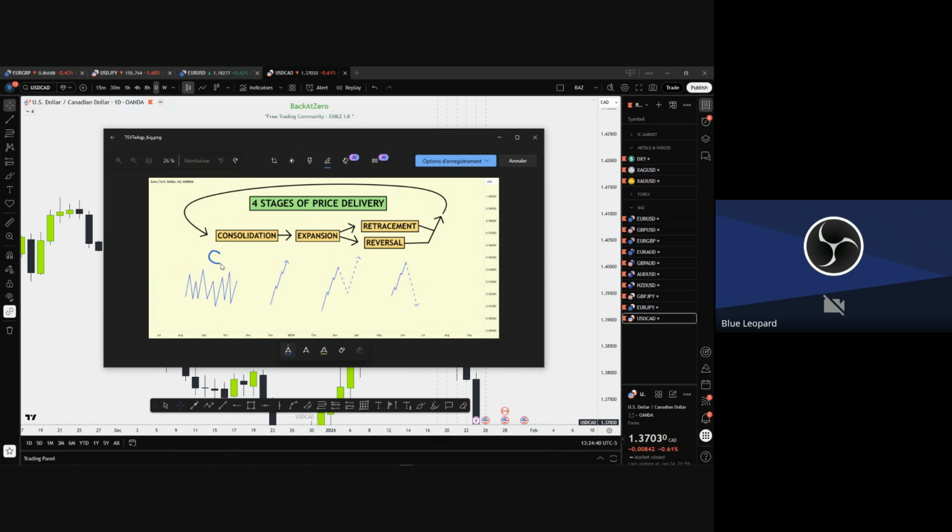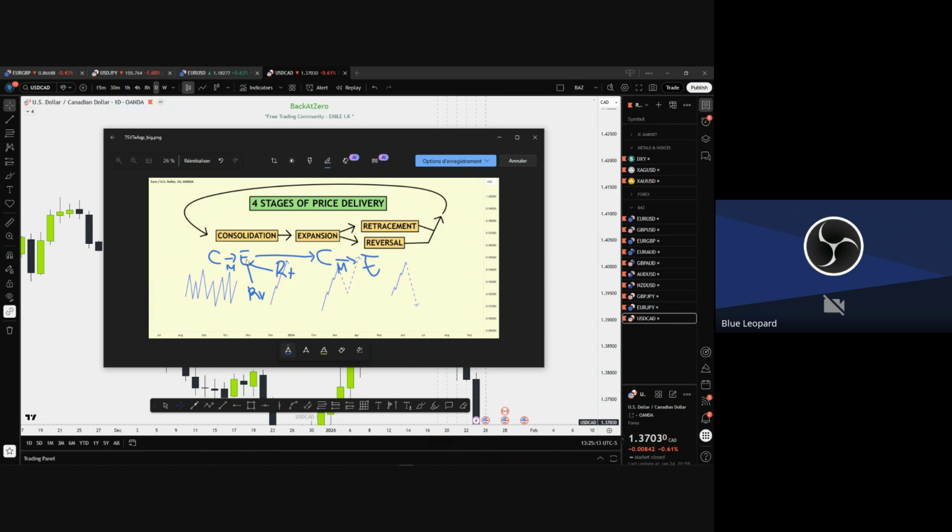So after every consolidation, price will go into expansion. But you know, before that, we should have a manipulation. Now, after expansion, we have 2 options. Either price will reverse or price will retrace. But if price moves in a consolidation again after an expansion, we expect to see another expansion again. And we detect the manipulation and so on and so forth.